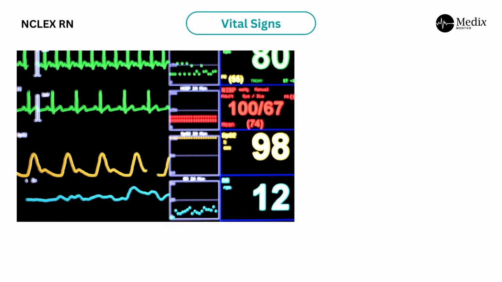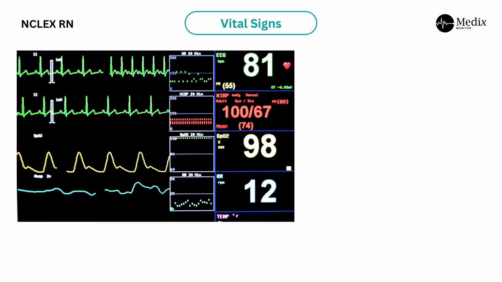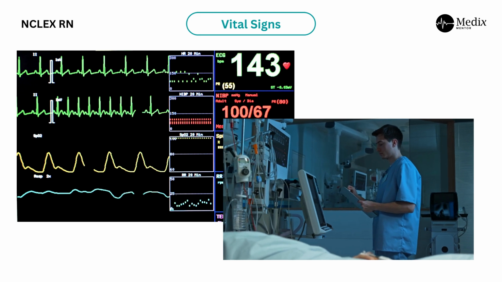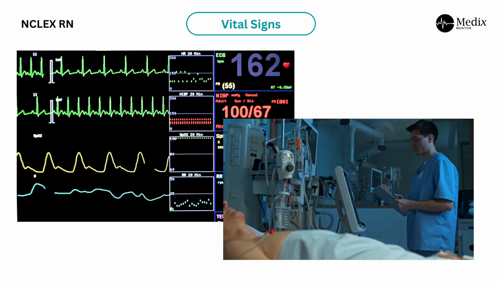Today we are going to talk about vital signs. Vital signs are a crucial element of patient assessment, requiring diligent evaluation and interpretation by healthcare professionals to ensure informed decision-making and high-quality care. Let's look at normal values first.